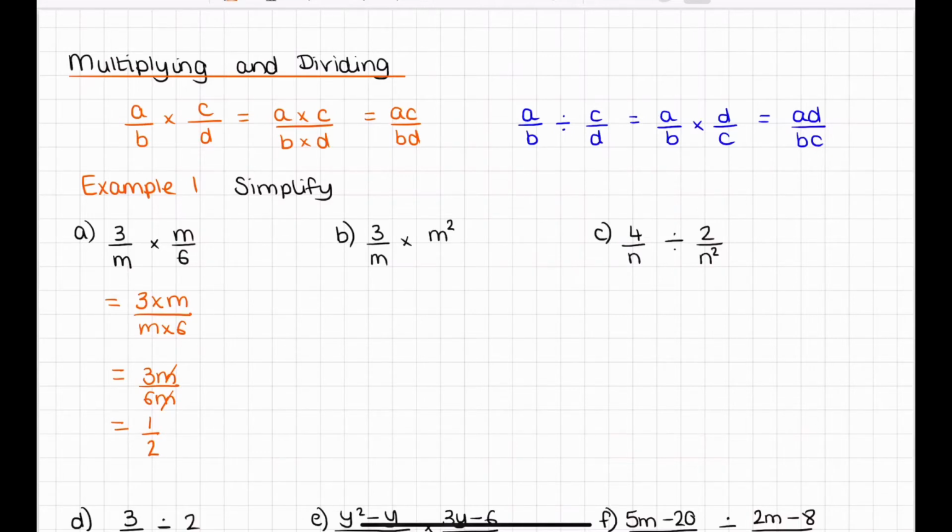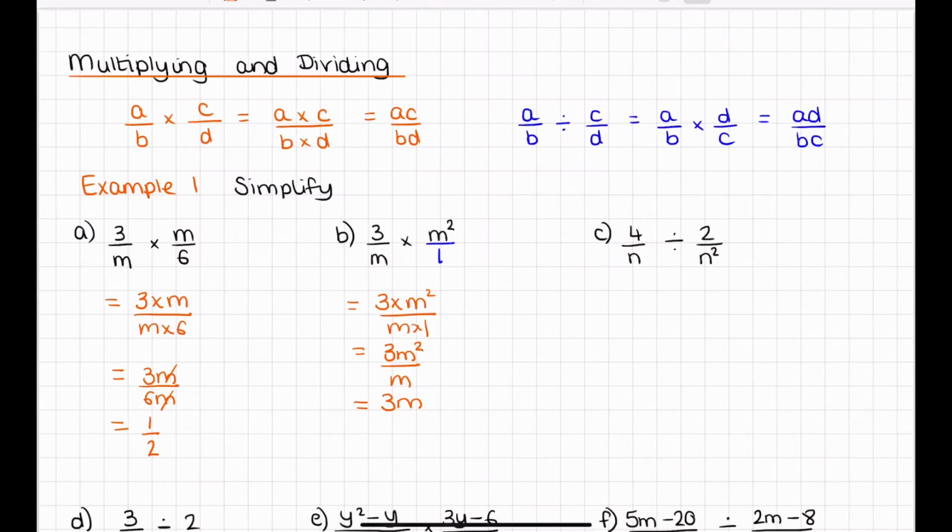Now for b, we've got 3 over m times m squared. The main thing to remember here is m squared is the same as m squared over 1 if we were to write it as a fraction. Please remember that, because a really common mistake in exams is when you have a fraction times by something on its own, like the m squared, people multiply the numerator and the denominator by m squared, which is incorrect. So just remember m squared as a fraction is m squared over 1, and then we just multiply across, so we'll have 3 times m squared over m times 1, which will give us 3m squared over m, and then we can simplify. The 3 will stay, we've got m squared on the top and m on the bottom, 1 m common on the top and the bottom, so we'll just be left with 3m on the top of the fraction.